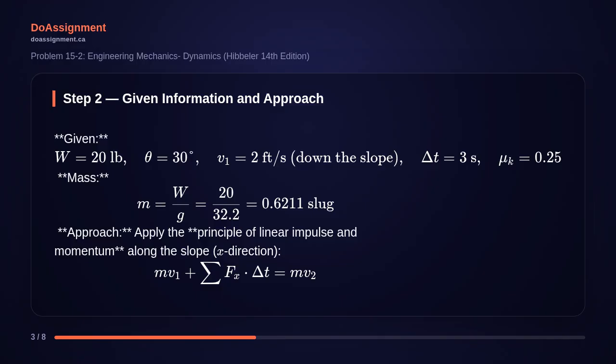Here is the given information. The block weighs 20 pounds, the incline is 30 degrees, the initial velocity down the slope is 2 feet per second, and we want the velocity after 3 seconds. The coefficient of kinetic friction is 0.25. The mass is the weight divided by g, giving about 0.621 slugs. We will use the impulse momentum principle along the slope direction.